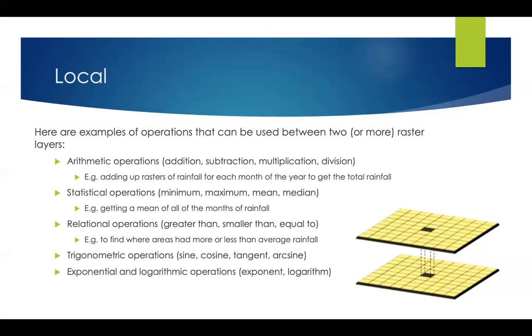We can also identify things like finding the months and locations that have rainfall that is greater than a certain amount or less than a certain amount, what we call relational operations. We can even do trigonometric or exponential or logarithmic calculations. In this class, though, we generally do fairly simple local operations, either arithmetic or statistical. This is probably the most common type of raster analysis that you'll encounter.